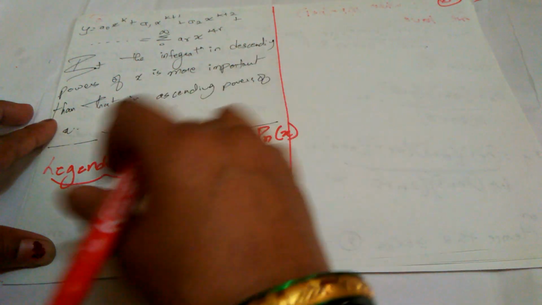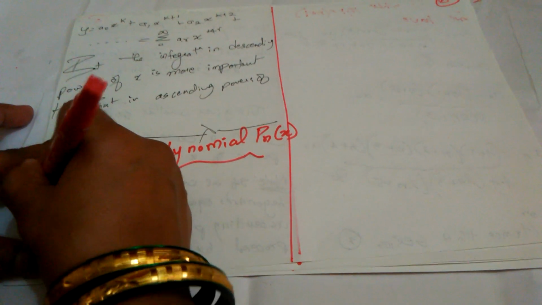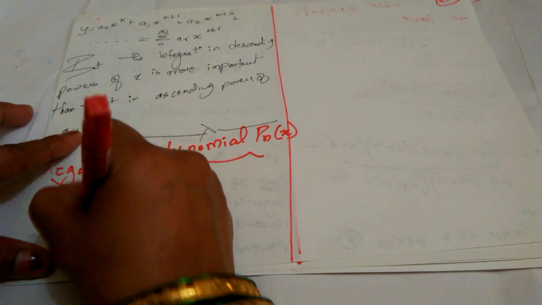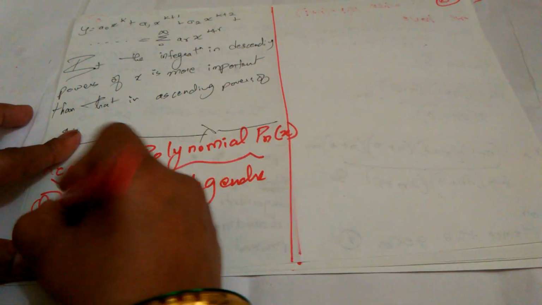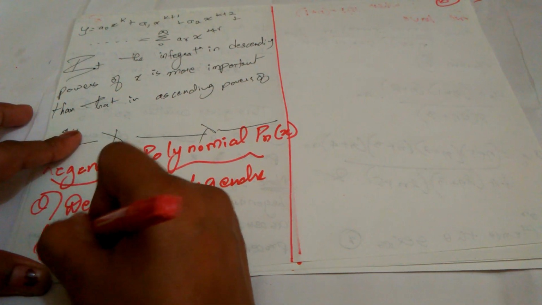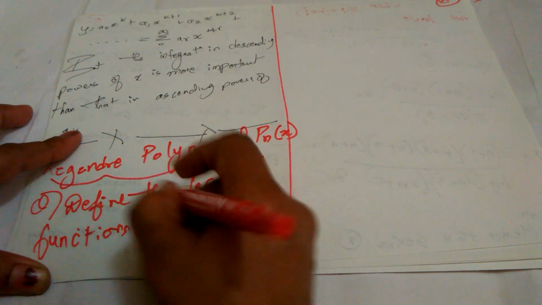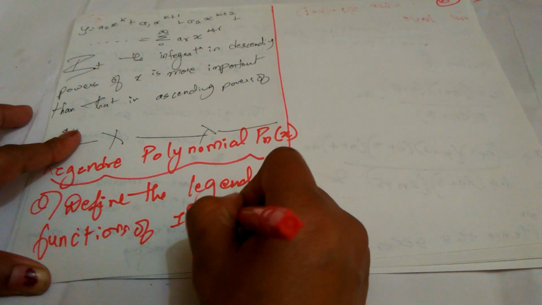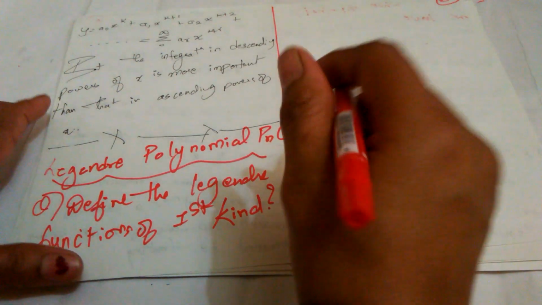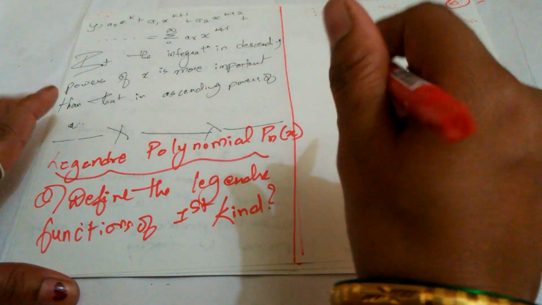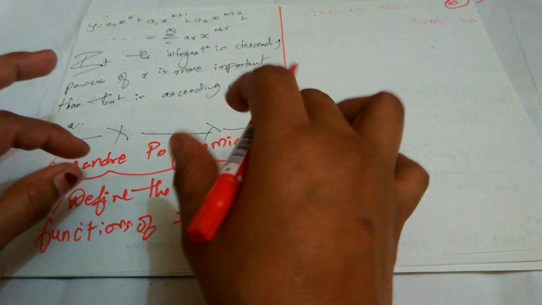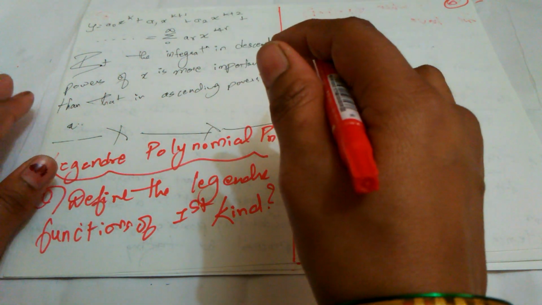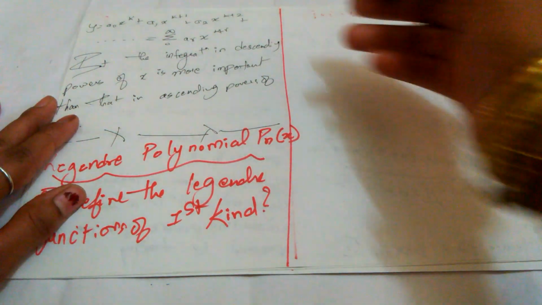Now whatever we will be doing, you can say, is the question: define the Legendre's function of first kind. So this thing we are going to learn today. How will we proceed? First we'll determine our Legendre's equation. Then we'll get our series of descending powers of x, and then we will solve this forward. Okay, so let's start.